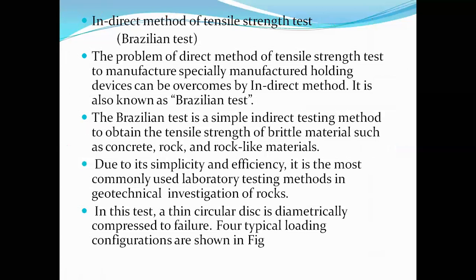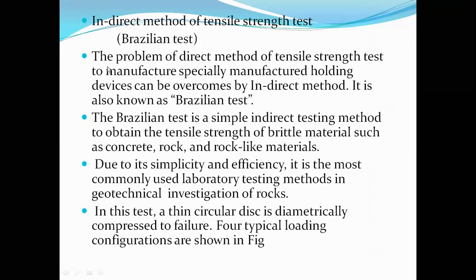Now, the indirect method of tensile strength test is also known as the Brazilian test. It is also known as what? The Brazilian test. This is very, very important, guys, from the examination point of view, and also from the field implementation point of view, because this is one of the most widely used experimental setups to carry out the testing of tensile strength of a given specimen.